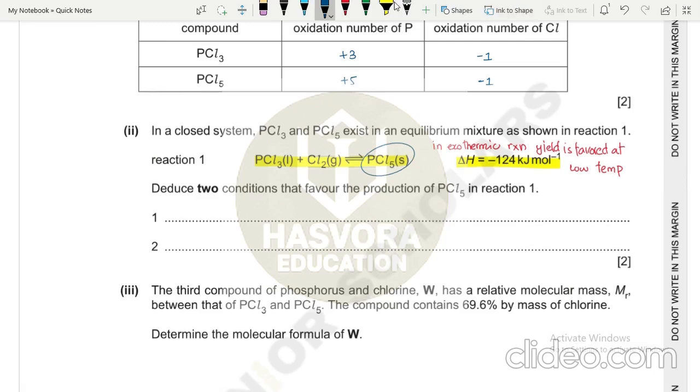So what can be the factors? You can clearly see that the PCl3 is in liquid form and the Cl2 is only in gaseous form. So 1 mole of gas will be present at the reactant side and 0 mole will be present at the product side because the product is in solid form. So what we can write is increase the pressure. This can be one of the points. The second point can be use lower temperature. These will be the 2 points for this second part.